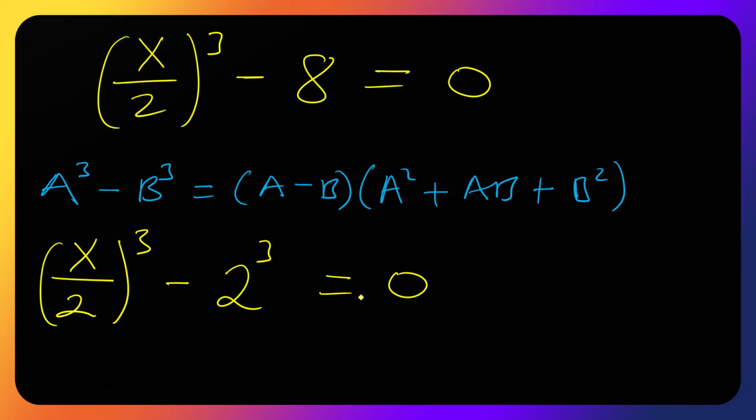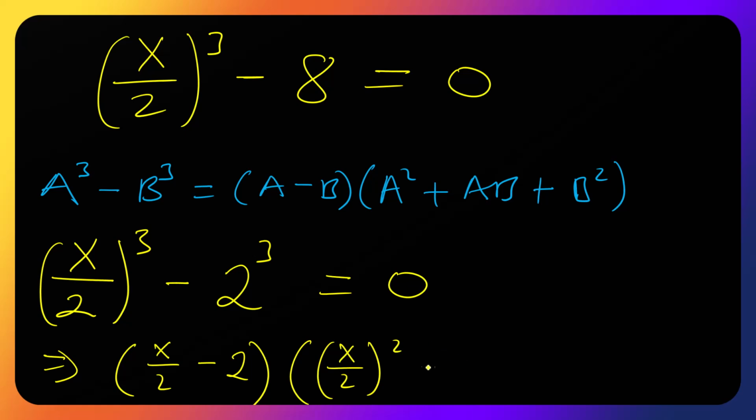Now we want all the solutions to this problem. Be it complex or real, we want all the solutions. So we shouldn't stick to only the real part. Let's solve for all the 3 solutions. So this side will be (x/2 minus 2) times ((x/2) all squared plus 2 times x/2 plus 2 squared, which is 4), equal to 0.